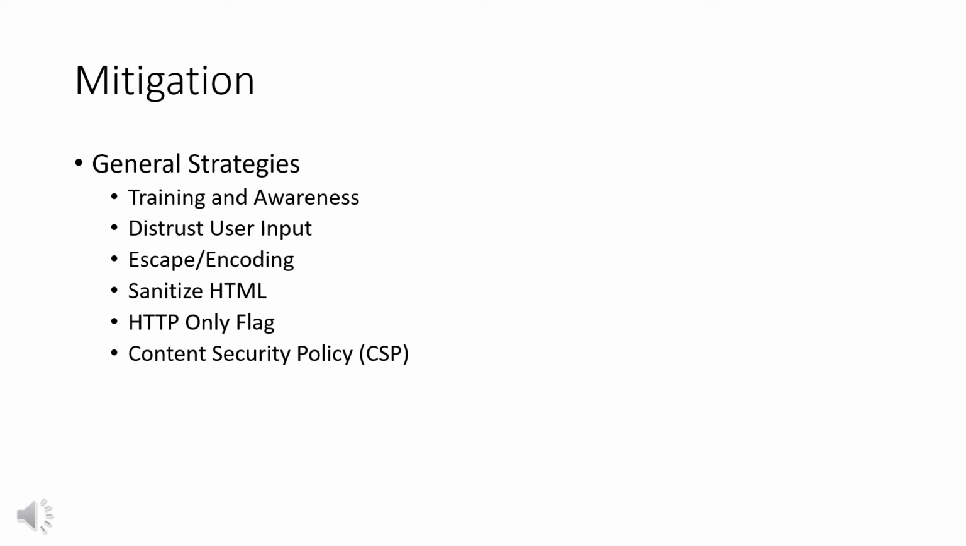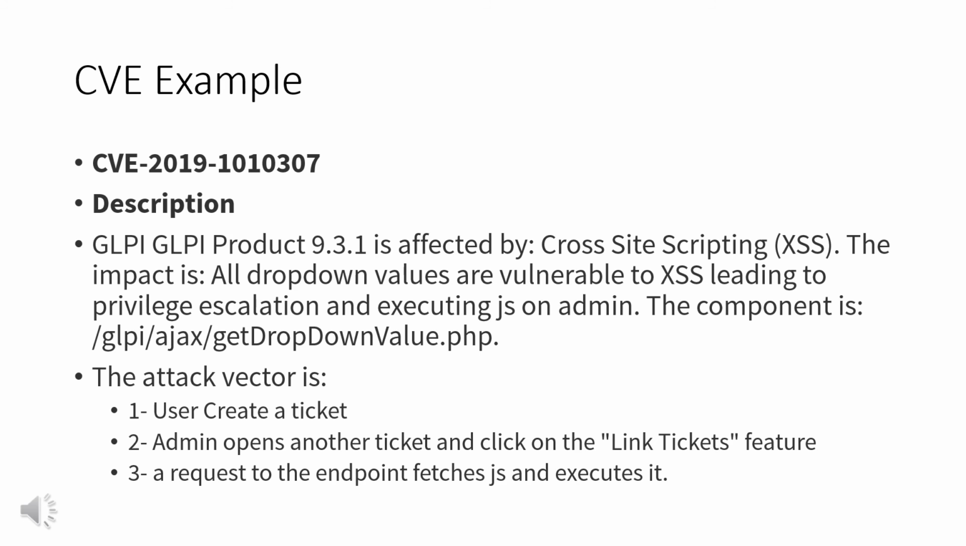CSP is an HTTP response header that lets you declare the dynamic resources that are allowed to load depending on the request source. Now let us look at a real cross-site scripting attack example. This comes from CVE-2019-10010307. This happened in the GLPI product version 9.3.1.